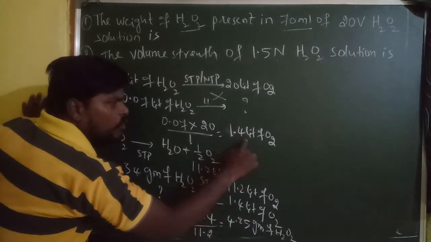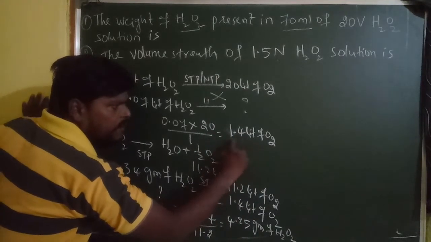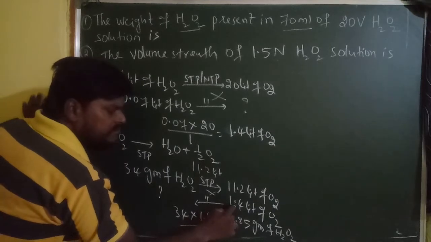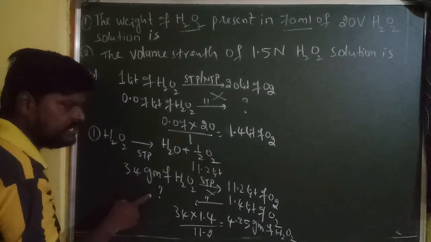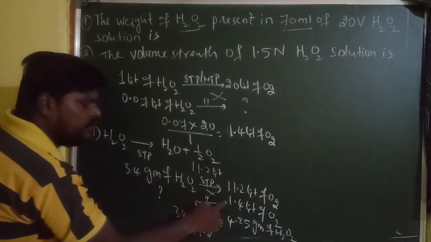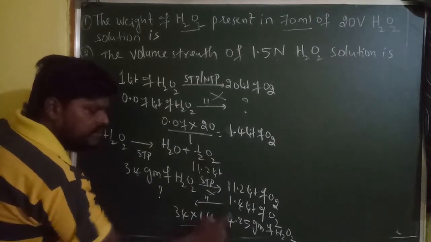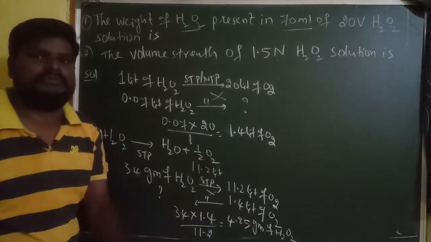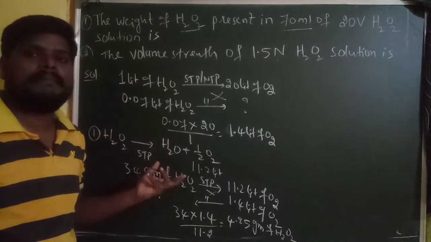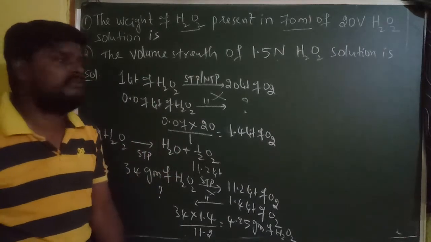Similarly, according to the problem, how many liters of oxygen do we have? 1.4 liters of oxygen. So 1.4 liters of oxygen should correspond to how much weight? Cross multiplication, 34 into 1.4 by 11.2, you will get 4.25 grams of H2O2, right? But this is a really time-consuming process. So what is the shortcut?